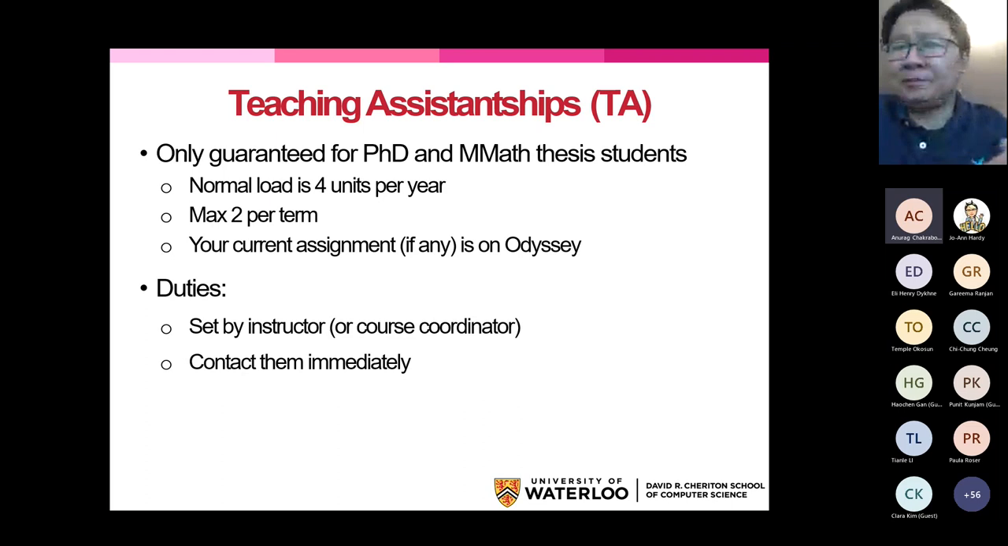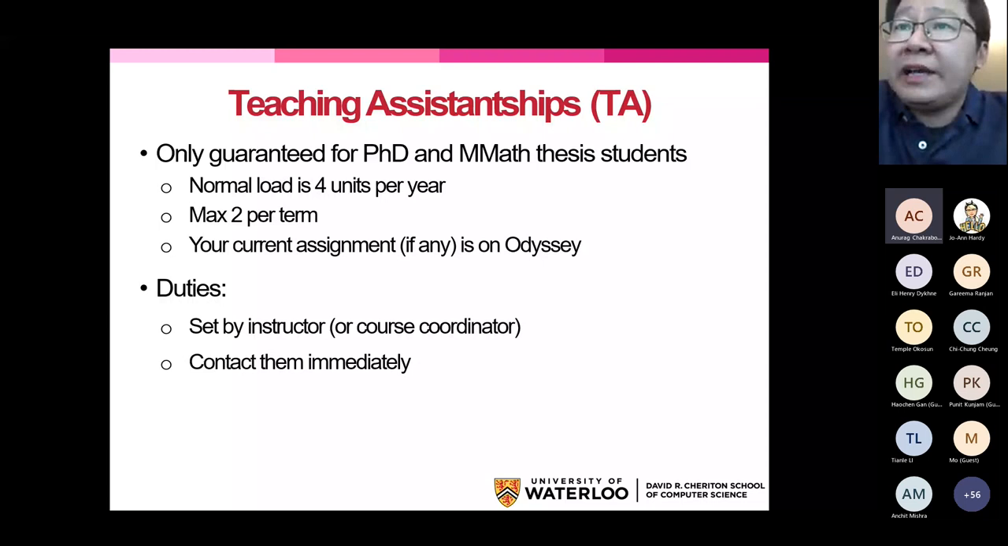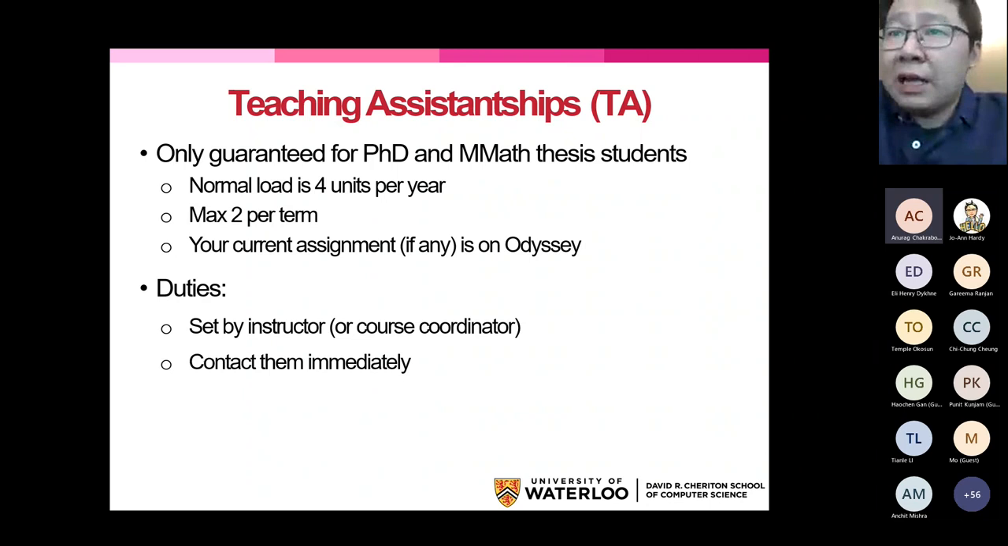So the normal load for a graduate student is 4 TA units per year. There are 3 terms per year. So what this means is that with 4 TA units, in one of these terms you'll be assigned a double TA, so 2 TA units. Okay, your current assignment, if there are any, is on Odyssey. So you can check Odyssey to see what courses you've been assigned to TA.